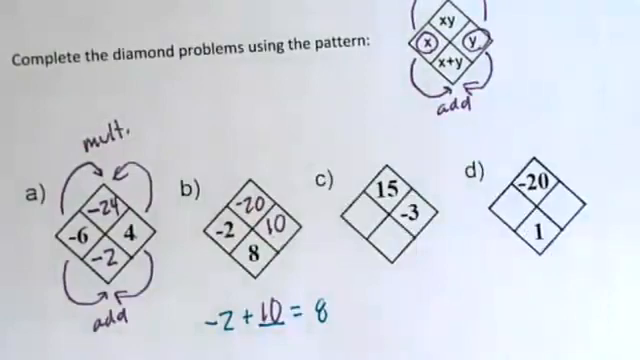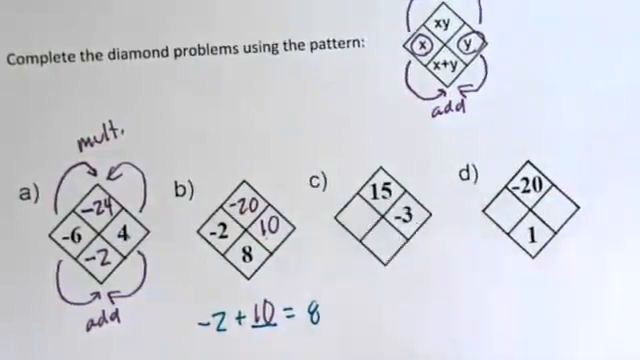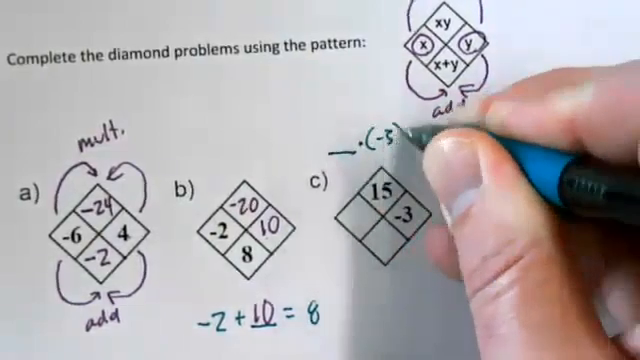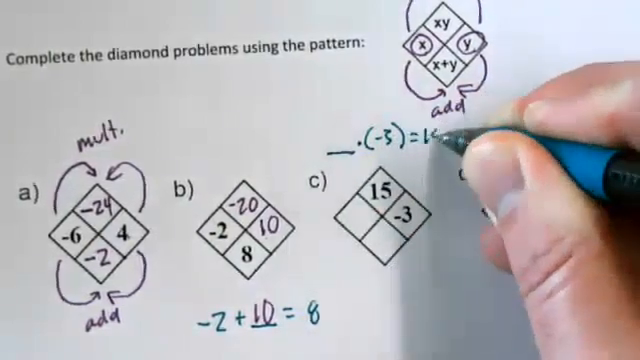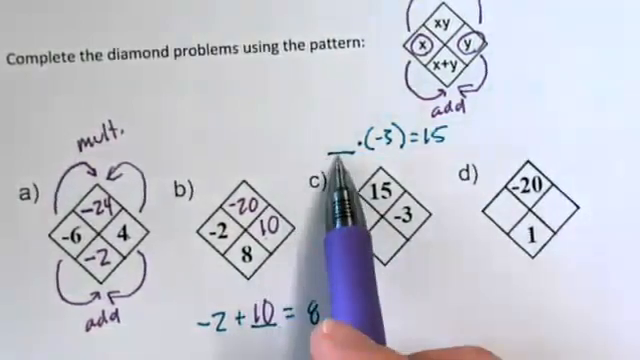Part C is also a little tricky. This time they gave us one of the side numbers and the top number. Now I know that whatever this side number is, it should multiply times -3 to give us 15 because that's our top number. So I'm thinking to myself, what can I put in here that would make this true?